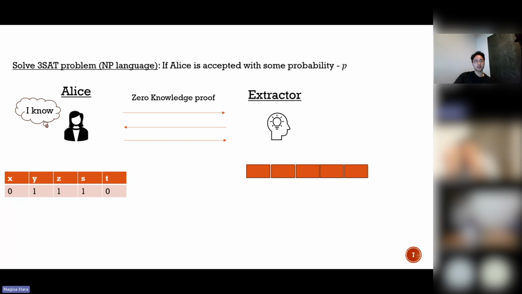Like in the real protocol, Alice sends the commitment to the extractor, and the extractor asks Alice to open some positions. After that, the extractor rewinds Alice's state, like you do with the simulator, and asks Alice for the other positions of openings. Alice replies with openings, and at the end of the day, the extractor is able to construct the witness.